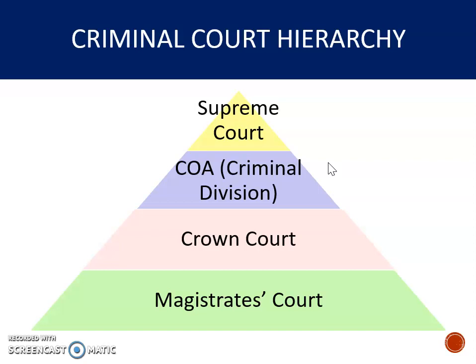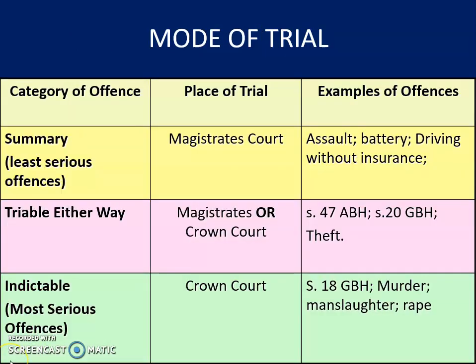So what we're looking at today is how do we decide in a criminal case whether a criminal offence is going to be heard in the magistrates or is it going to be heard in the Crown? In order to decide where a criminal case is going to be heard, we go to something called procedure to trial and mode of trial, where we're looking at where the case is going to be heard.